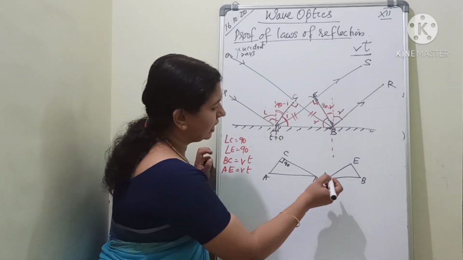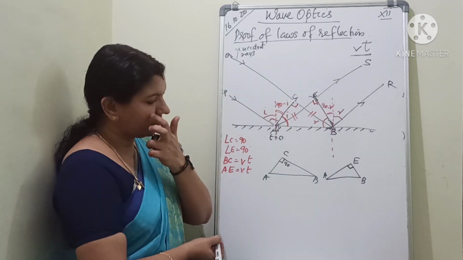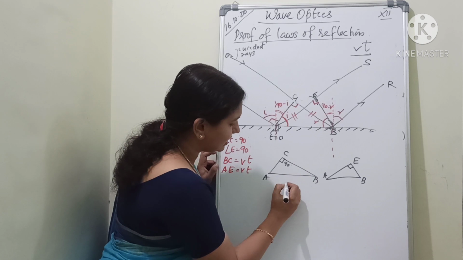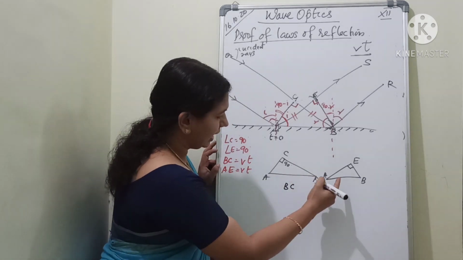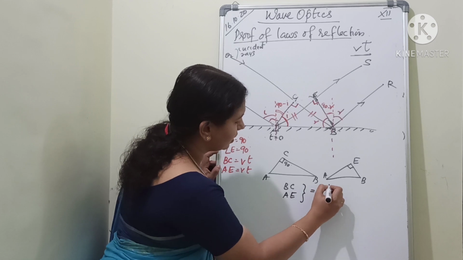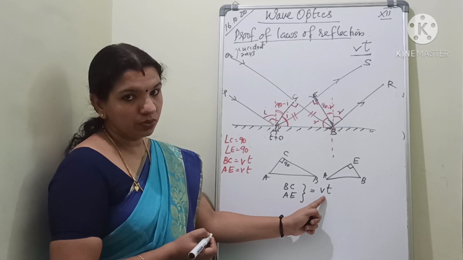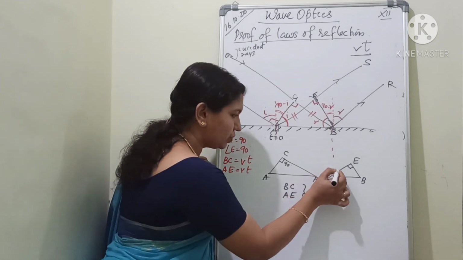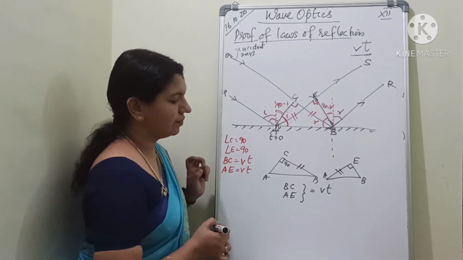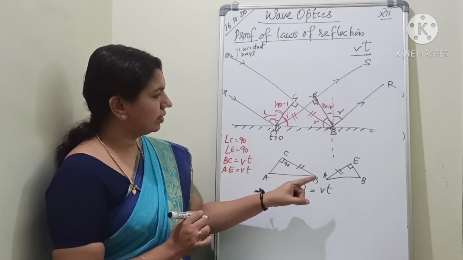Okay. Then here in this triangle, angle E is 90 degrees. Clear? Now we already said that BC and AE are equal to VT. That is, these two sides are equal, which is VT. These things you know. Now listen.